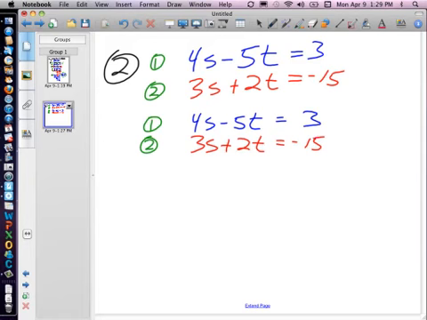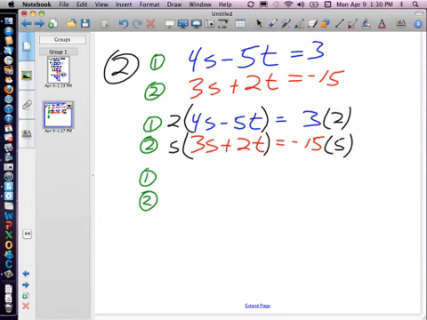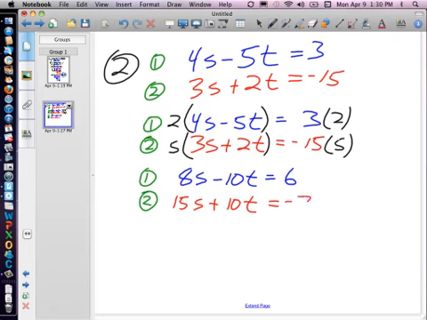Alright, so we want to get those t coefficients to be 10. So if I multiply the top equation, everything by 2, and the bottom equation, everything by 5, those t coefficients should turn out nicely for me. So let's see what we'll end up with. We'll have 8s minus 10t equals 6. And on equation 2, we'll have 15s plus 10t equals, ooh, that's big. What is that, negative 75?